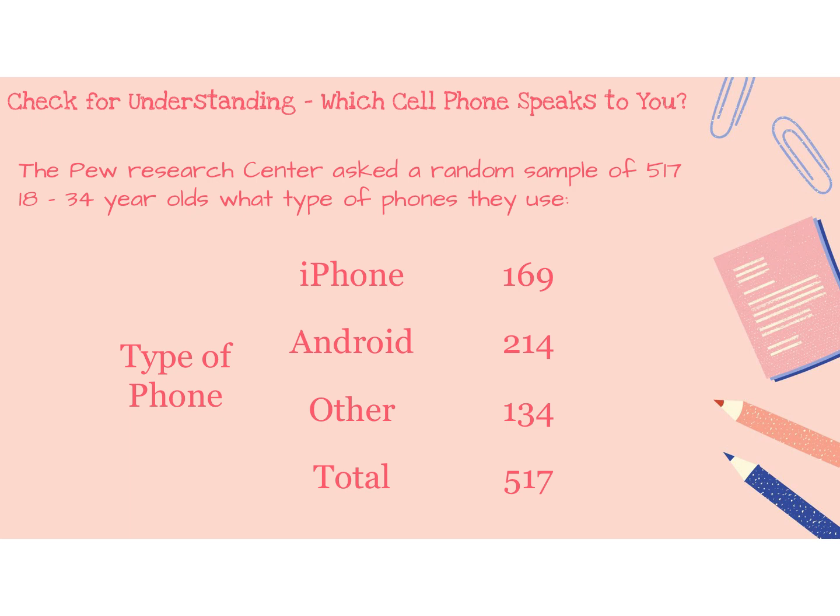And then on the next 2 pages, we have some check for understanding. So this first one, it talks about the Pew Research Center and asks a random sample of 517 18 to 34-year-olds what type of phone they use. So using this data, it wants you to make a bar chart, a bar graph, and a pie chart. So go ahead and pause the video here, take this and create your bar graph and pie chart, and then we'll take a look at it together.